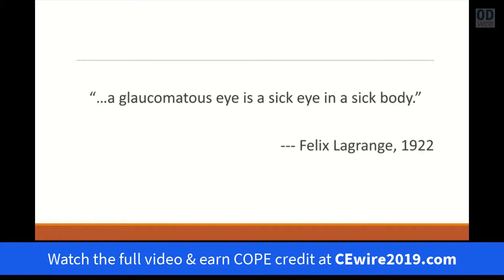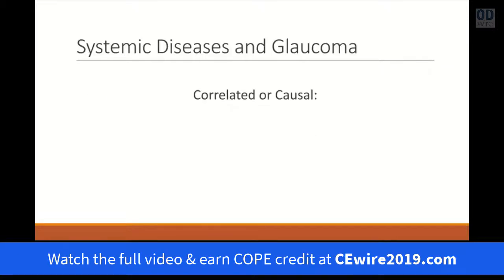For nearly 100 years, we've heard this statement: a glaucomatous eye is a sick eye in a sick body. I certainly heard that during my training. I assume we still utilize this statement, and it makes sense. The eye is part of the body, so we have a chronic disease of the eye, which would very likely be associated with other systemic diseases. But is it? The real question is, do we see correlations between systemic diseases and glaucoma, or is there actual causality? And I'd like to investigate some of that today.